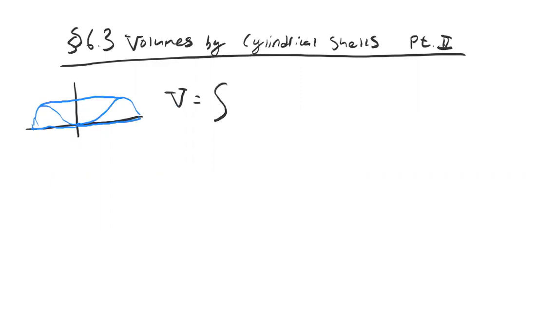The volume was the integral of 2 pi x f of x dx. Something I want to point out is that it works for solids that look like this: a graph that's bounded by the x-axis and rotated around the y-axis. But in general, what you're looking for is to write down this 2 pi x. You can think about that as the circumference of the circle created by the cylindrical shell.